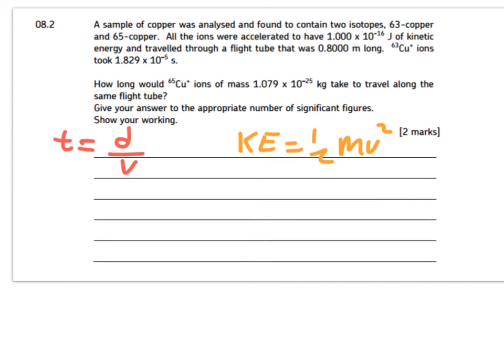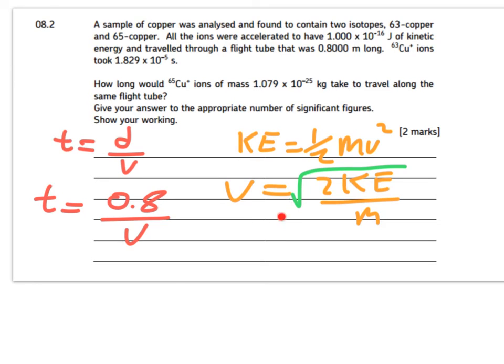Right, so hopefully you've tried it yourself. We're working out time, okay? So we are trying to work out time. Well, do we have d and v? Let's have a look. We've got d, so d is here, 0.8 meters long, but we haven't been given v. Well, we can work out v if we rearrange this equation. So let's put in d first. We know that t equals 0.8, that's the distance, over v. So all we need to do is work out v and we can work out t. So let's rearrange this equation for v.